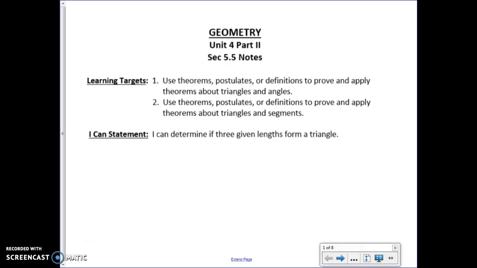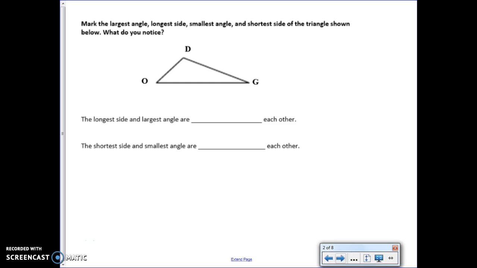Alright guys, so in today's lesson we are going to talk about what it takes for three sides to form a triangle and some of the characteristics of a triangle. So the first thing I want you to do is, it says mark the largest angle, the longest side, the smallest angle, the shortest side of the triangle shown below.